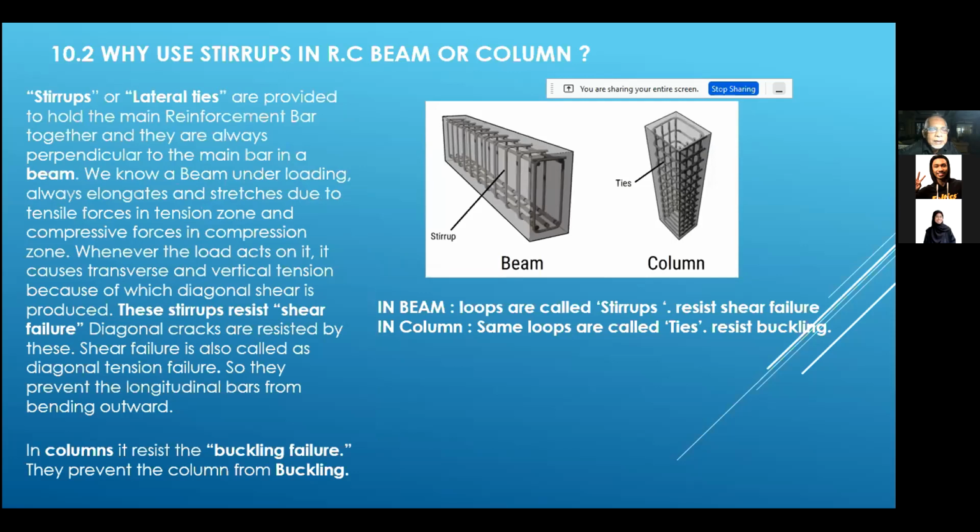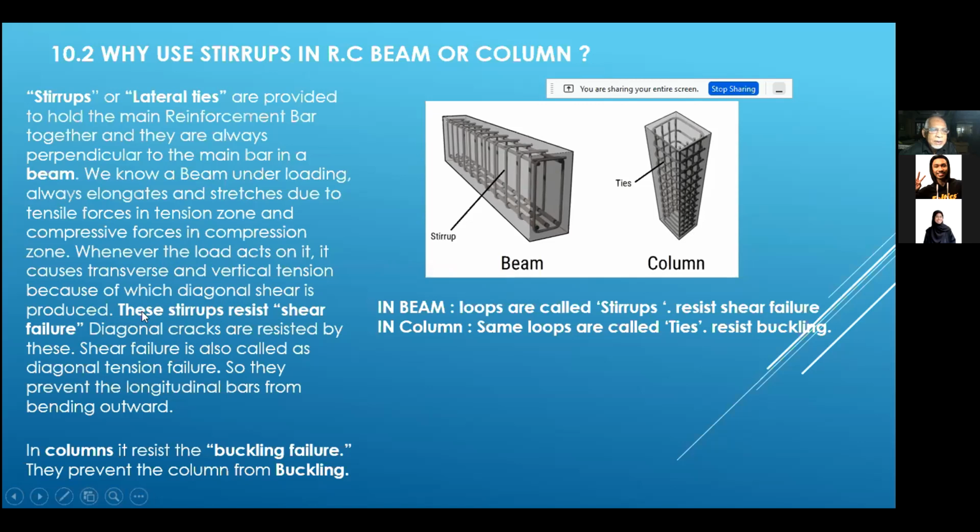Then there's another component they call the stirrup or lateral tie. You can see the vertical ones here, for the beam and column. Basically, they are provided to hold the main reinforcement bars together, and they are always perpendicular to the main bar in the beam, at 90 degrees. We know that a beam under loading always elongates. Sometimes it stretches due to tensile forces in the tension zone and compressive forces in the compression zone. Whenever the load acts on it, it causes transverse or vertical tension because diagonal shear is produced. That's why this is important.